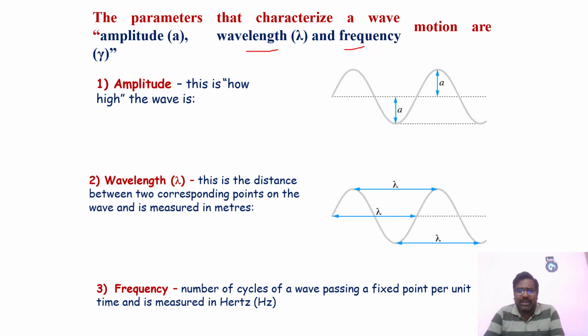Next is wavelength, denoted as lambda. This is the distance between two corresponding points, either peak points or lowest points. It is measured in meters. Next, frequency. The frequency is the number of cycles of a wave passing through a fixed point per unit time. The frequency is measured in hertz.